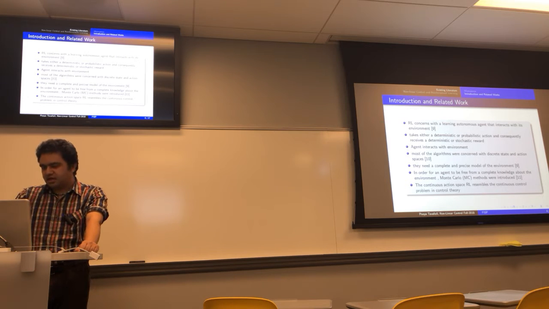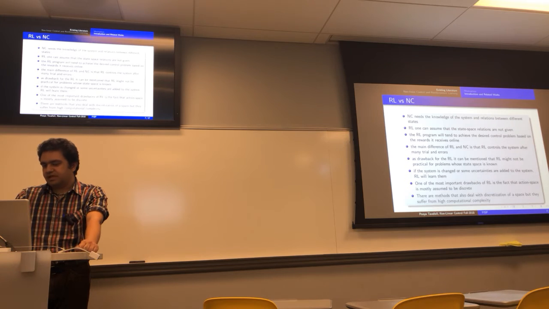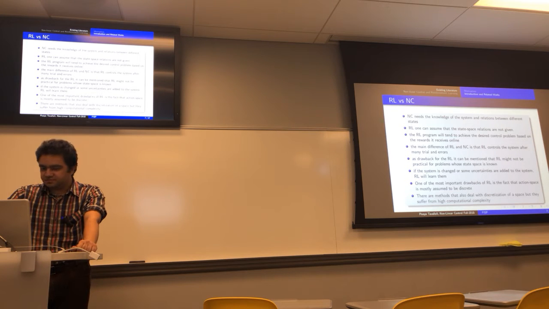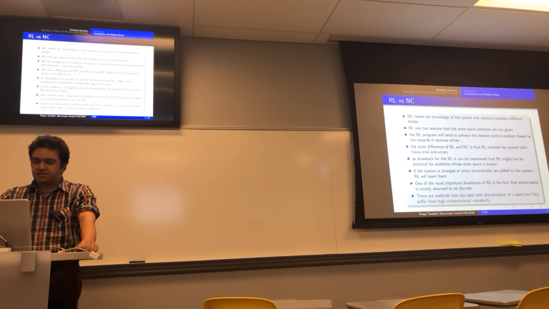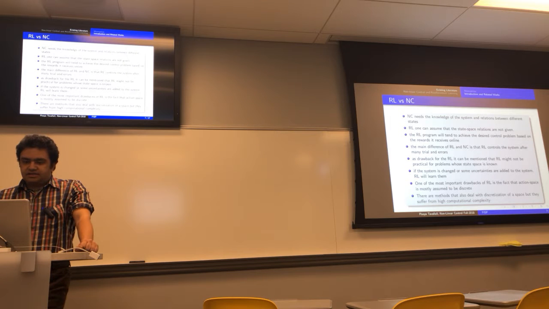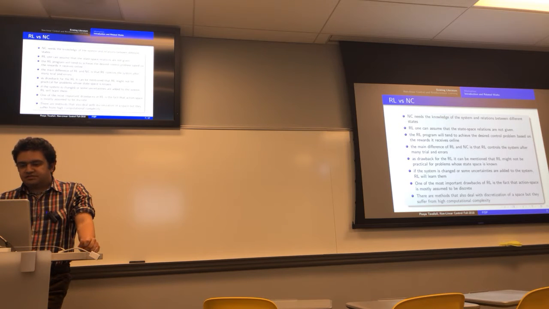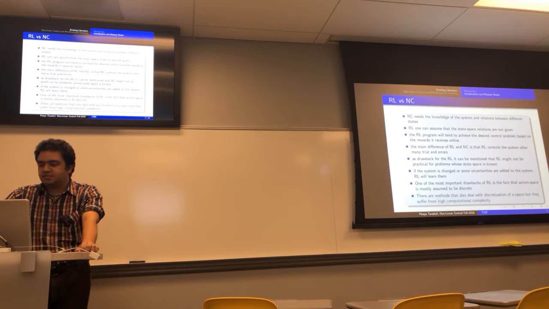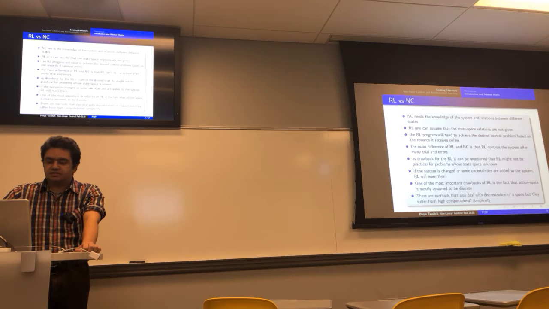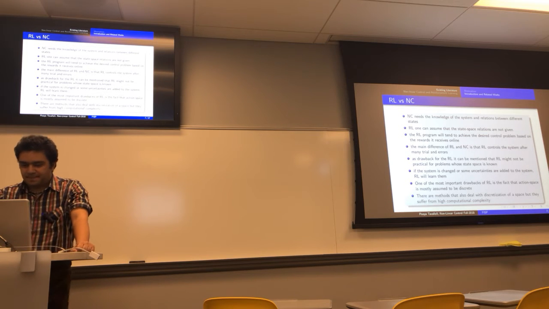So I will explain the RL algorithm, the main RL problem, in a few minutes. Just to talk about RL versus NC, or reinforcement learning versus nonlinear control. In nonlinear control, we need knowledge of the system, like the relations between the states, so simply state equations. But in RL, one can assume that the state space and relations are not given. Essentially, it is going to be more about the probabilistic side of how an agent can get rewards and interact with the system.